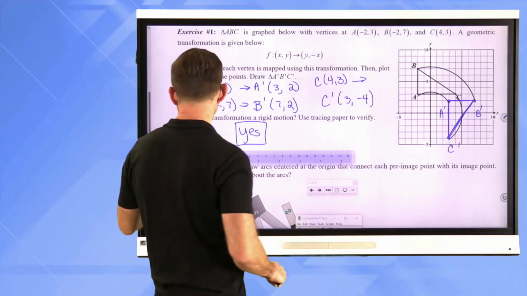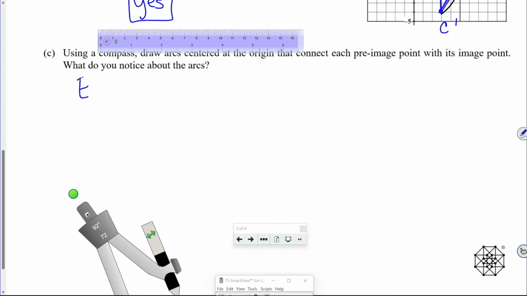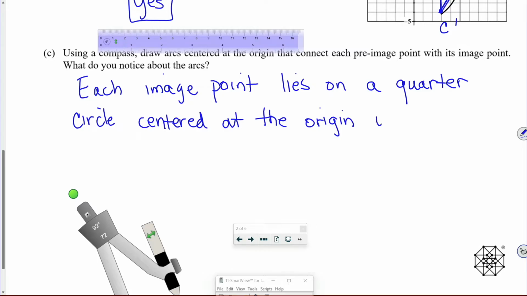So each image point lies on a quarter circle centered at the origin with its pre-image point.